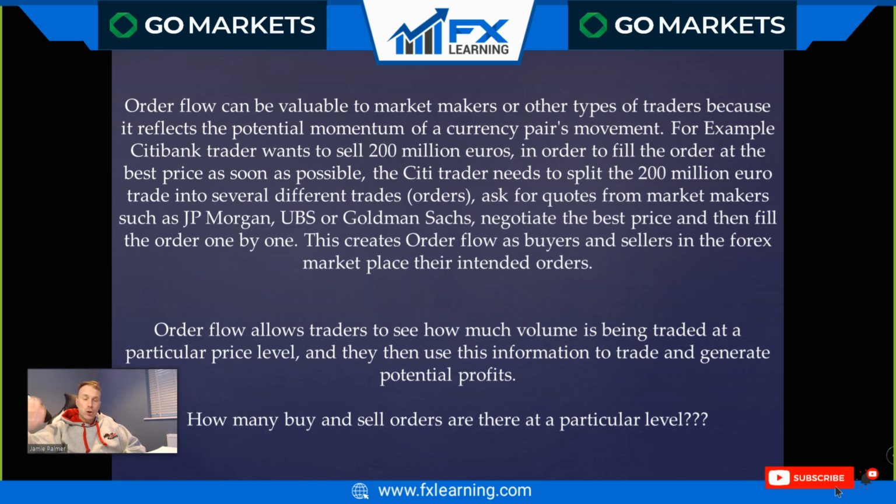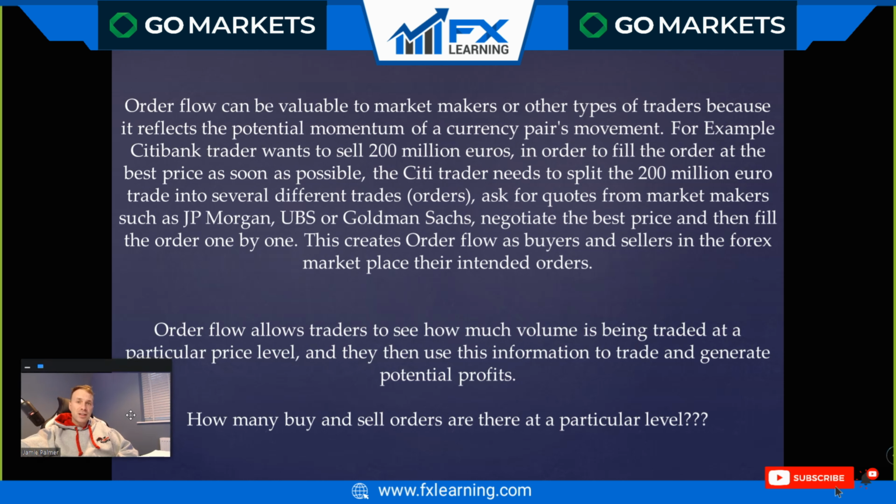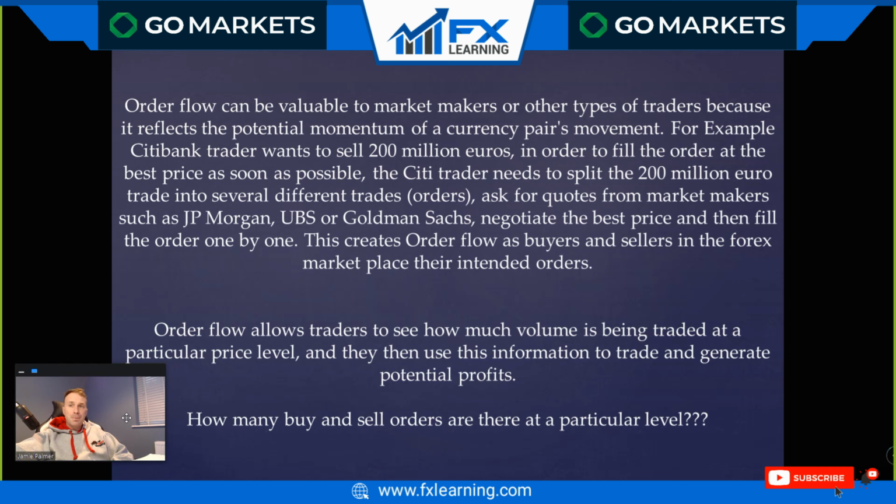Now this is on an institutional level, but if it was on a retail level like us, all we'd be doing is buying and selling, placing trades with our broker, which would then go to the market maker, and that in turn creates order flow. This is just on a higher institutional level. Order flow allows traders to see how much volume is being traded at a particular price level, and they use this information to trade and generate potential profits.